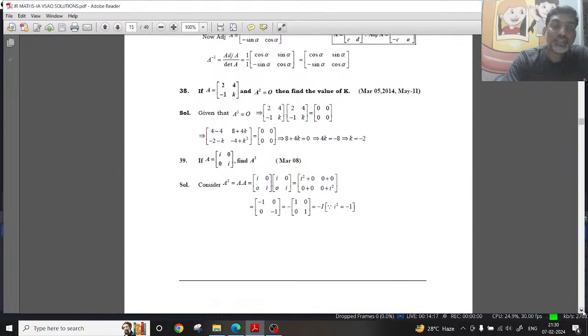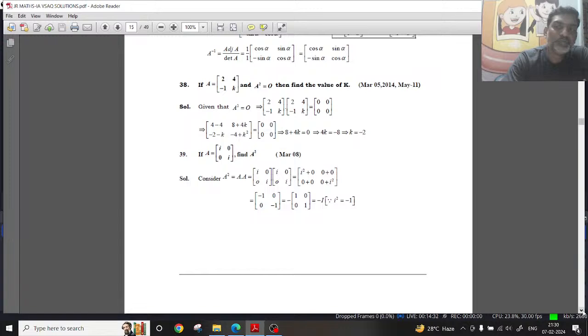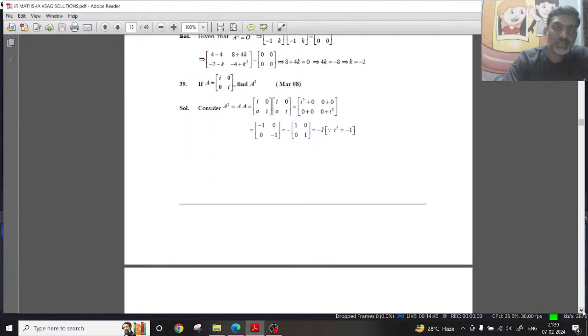Next, question number 38. Here A is given as [2, 4; -1, k] and A square is 0. Then find the value of k. Just find A square because it is only 2 by 2, equate it to the null matrix and compare the corresponding elements. So you can get k is equal to negative 2. And question number 39. A is given, they are asking us to calculate A square. Yeah, find it. You know i square is equal to minus 1.